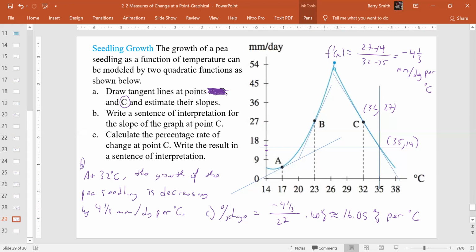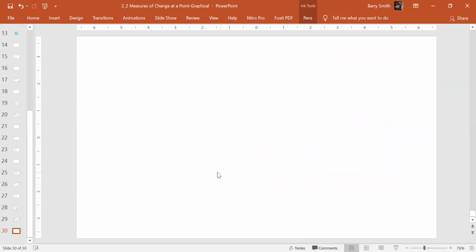Okay. And so again, now we have that at 32 degrees C, the growth of the pea seedling is decreasing by 16.05% per degree C, because we don't have room for that. So this is part B, and part C says 16.05% per degree C. Okay, so that would be what that is. All right, so that's all I have for this section.